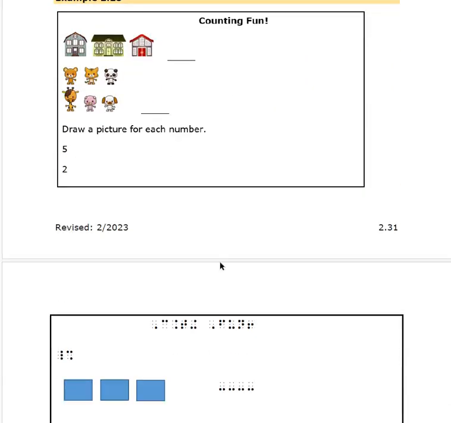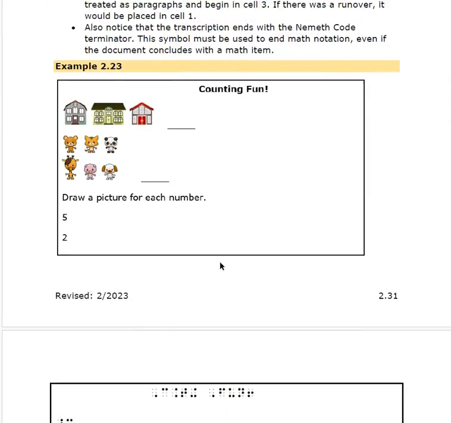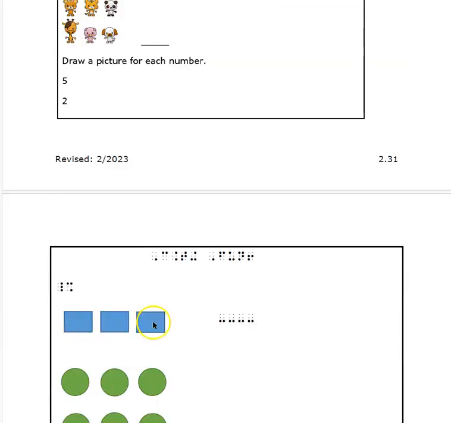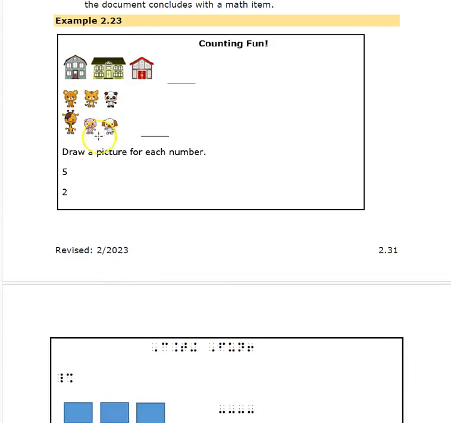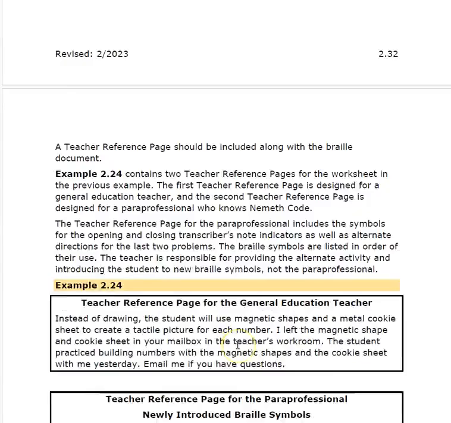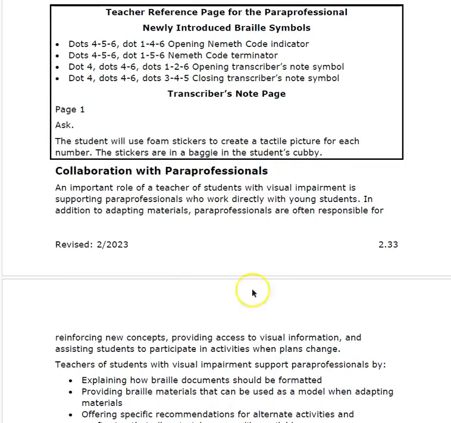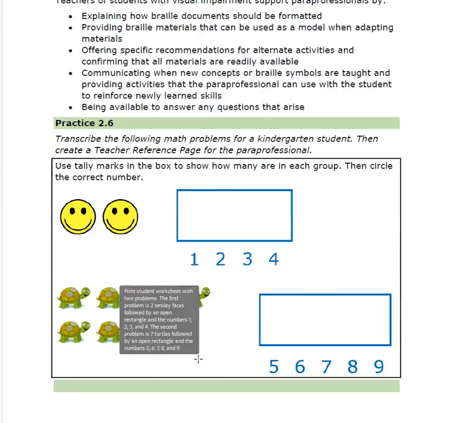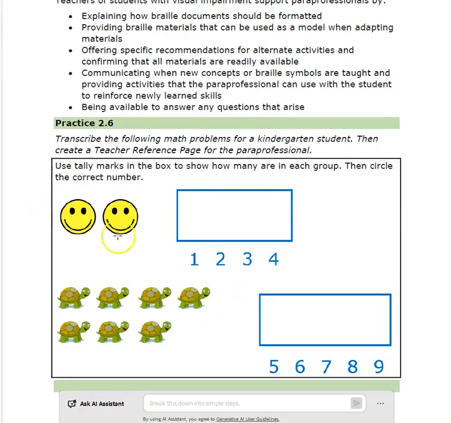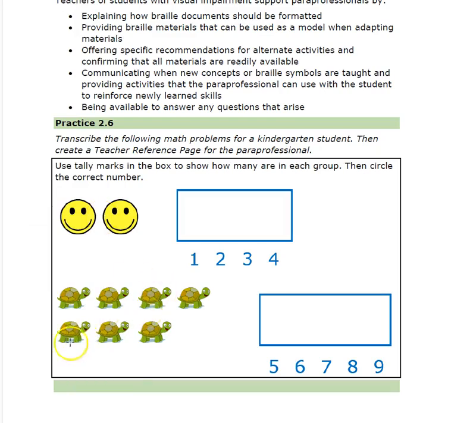We've got another example here of how to do some things. So they have 3 different houses. They used rectangles for that. And then they have 6 different animals. We use circles for that. Okay? Collaboration with paraprofessionals. There's some good information there. And there's another practice of what would you do for the smiley faces? Perhaps a circle. Then we've got turtles, and I'd probably use a square or something like that.